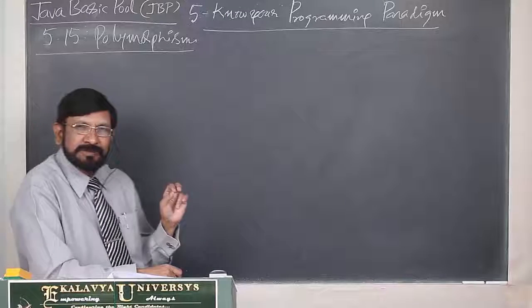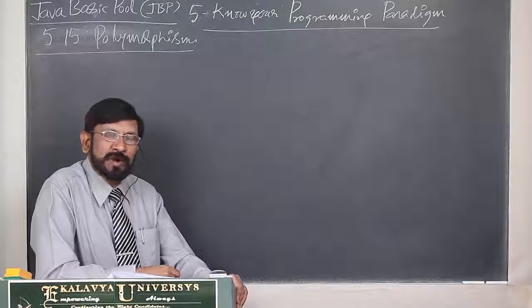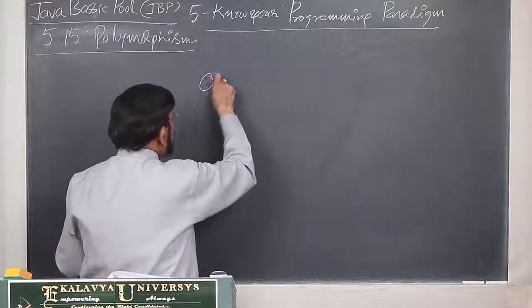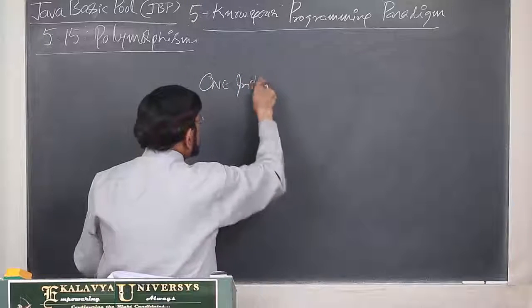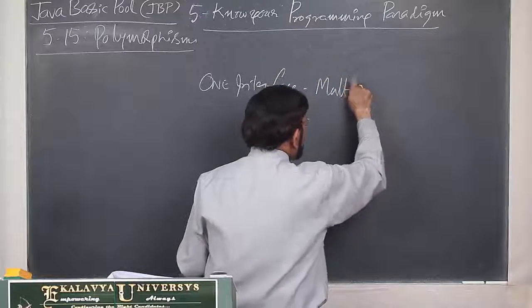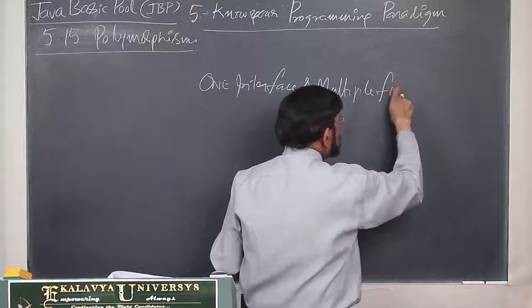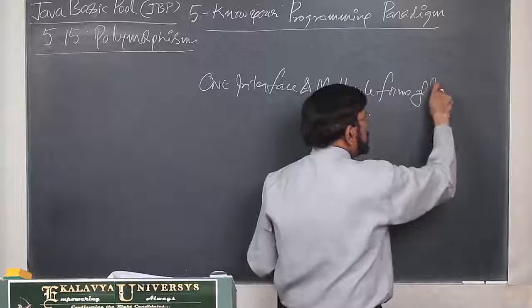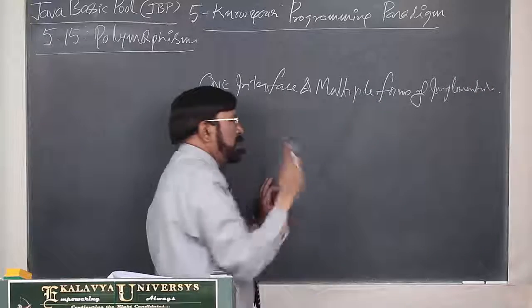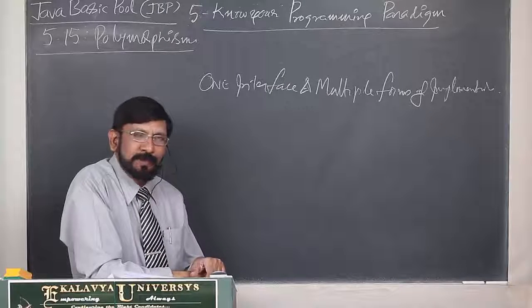Polymorphism. Poly means multiple, and morphism means forms. That is multiple forms. How can you define it? One interface and multiple forms of implementation. This is the actual detailed meaning of that. One interface, multiple forms of implementation.